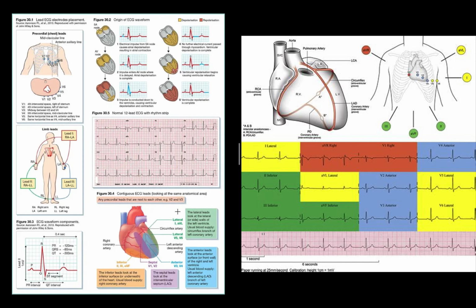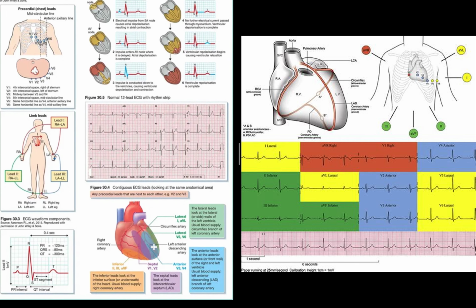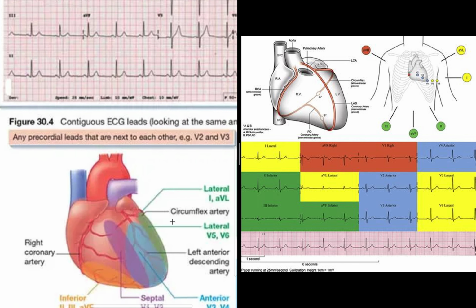And you can actually see it. There's a really good diagram right about here on the heart. So leads 1 and AVL. AVL stands for augmented vector left. So basically, we're augmenting the vector, and then specifically left. AVR means augmented vector right, and AVF means augmented vector foot. So foot is looking towards the bottom of the heart, left is looking on the left side of the heart, and right is looking on the right side of the heart.